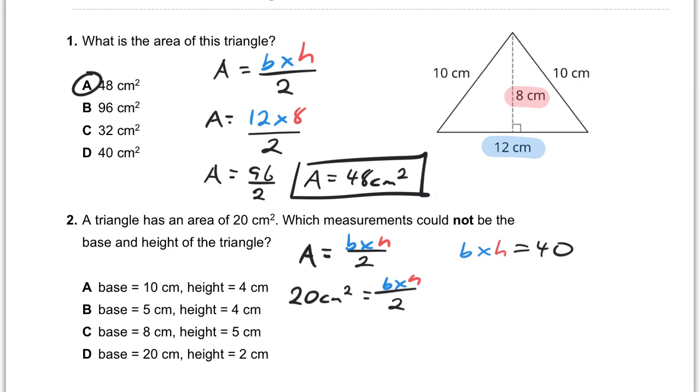Well, let's see what these are. For A, base times height is 40. This one would work. Let's jump down to C, where we have 8 and 5. That one would work because 8 times 5 is 40. 20 times 2 is 40. That one would work. However, 5 times 4 is 20. So if we input 5 here and a 4 here, that would be 20 divided by 2, and we would get 10, so it wouldn't work. So we're going to circle this one. That one doesn't work for this.